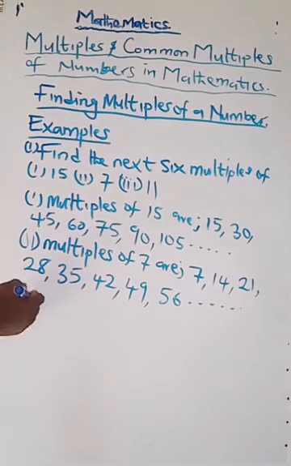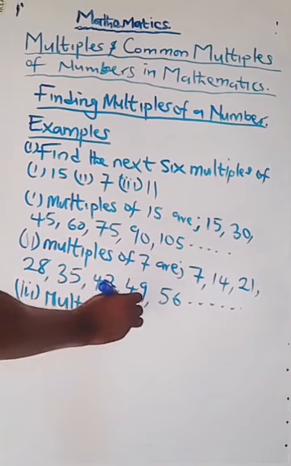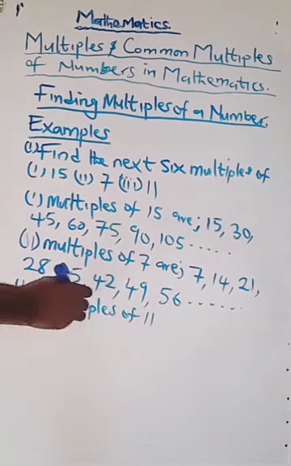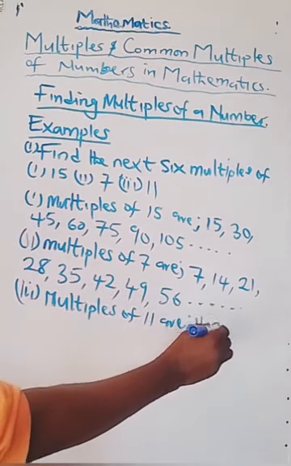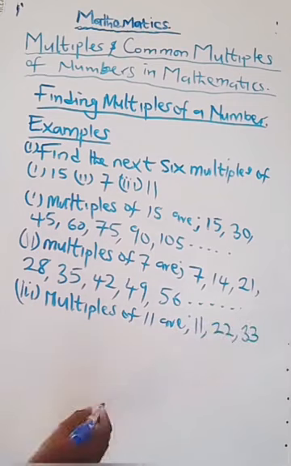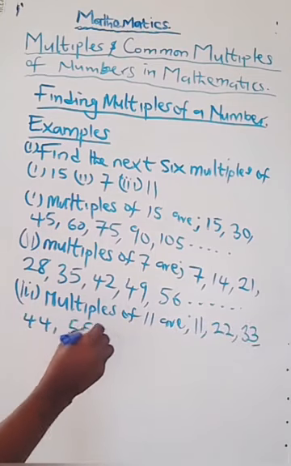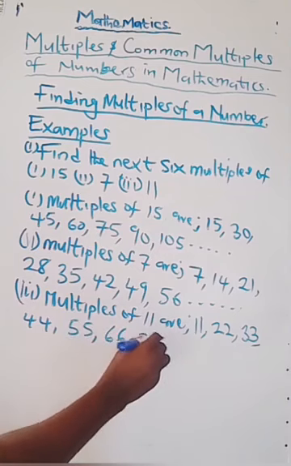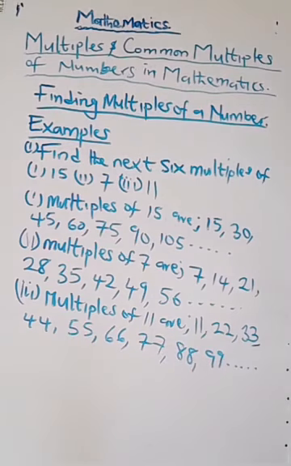Let's look at example 3. I want to look at multiples of 11. So multiples of 11 are 11 itself, 22, 33, 44, 55, 66, 77, 88, 99, and many more. All these are multiples of 11. That is, these are numbers that 11 can divide without any remainder.